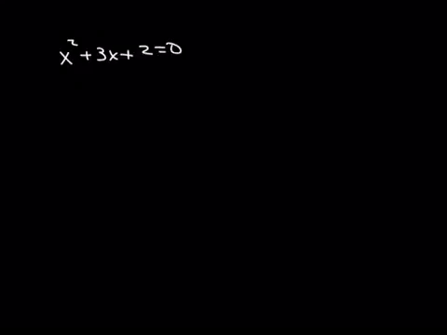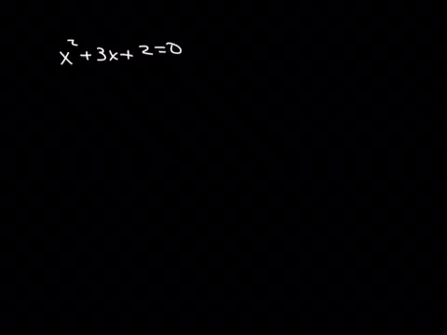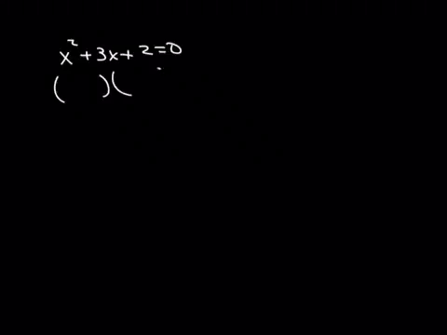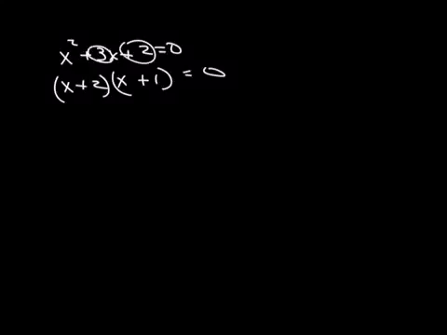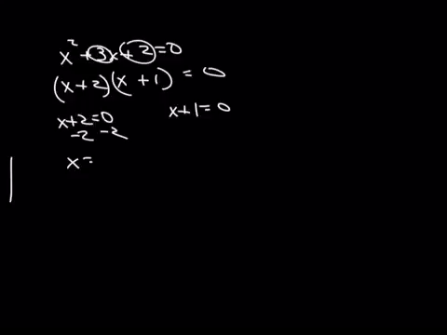So, all right, what we're going to do here, because it's got an equal sign there, I know that I'm solving for x. 2 parentheses, and x there, a 2 there, a 1 there. 2 times 1 is 2. 2 plus 1 is 3. Okay, next step, x plus 2 equals 0. x plus 1 equals 0. Okay, solve for x. Subtract 2, x equals -2. Subtract 1, x equals -1.